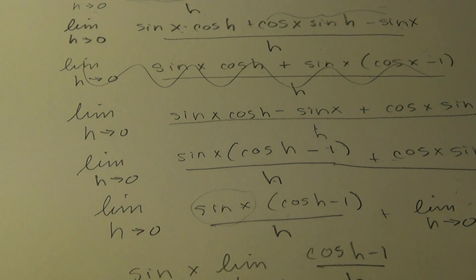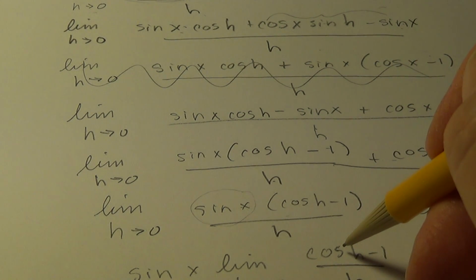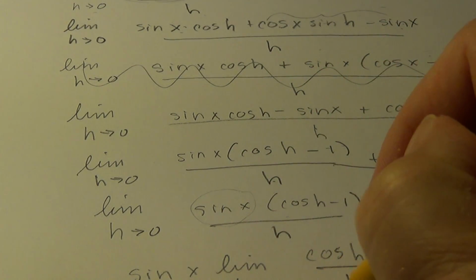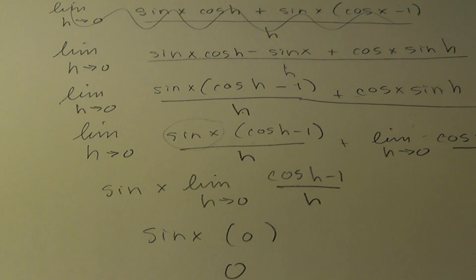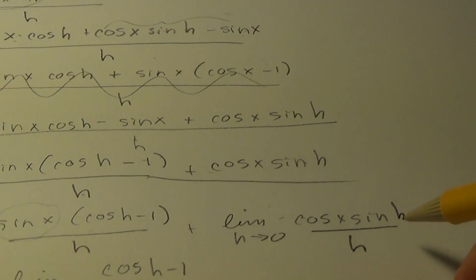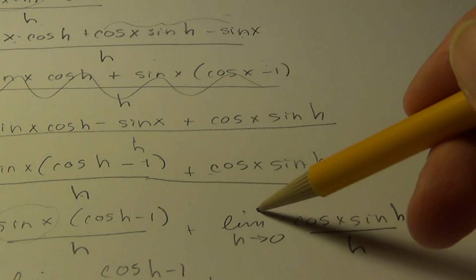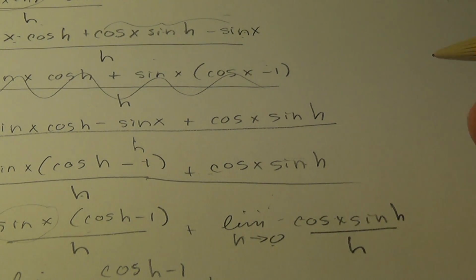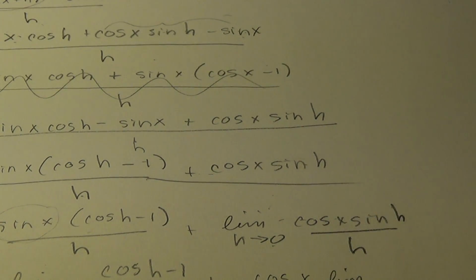Alright, that's a special limit that we learned. And that limit was 0. Wasn't it? Yeah. So we have sine x times 0, or 0, for that term. Alright, let's go over here. See, can you envision what I'm going to do here? Something similar. What's the limit as h approaches 0 of cosine x? It's not affected. There's no h in it. The cosine x can cross the limit sign.